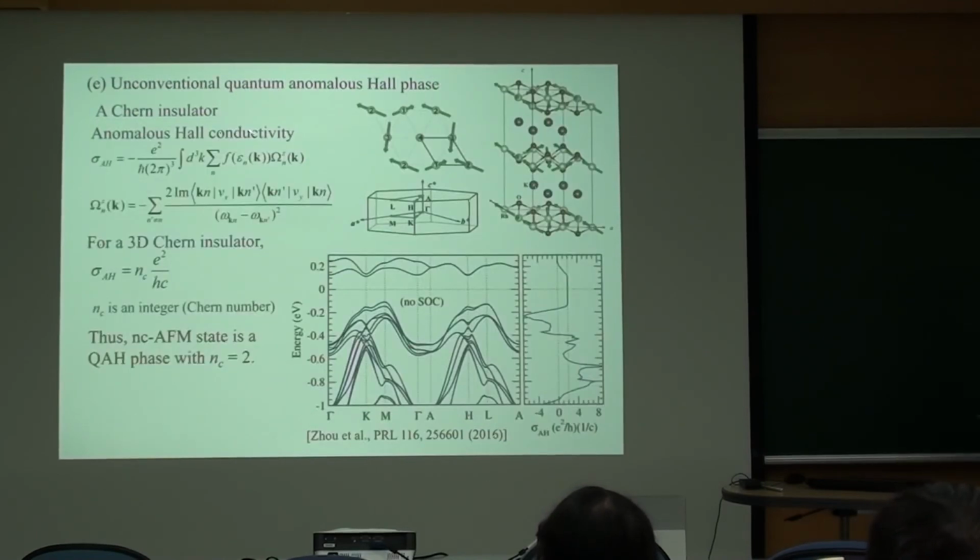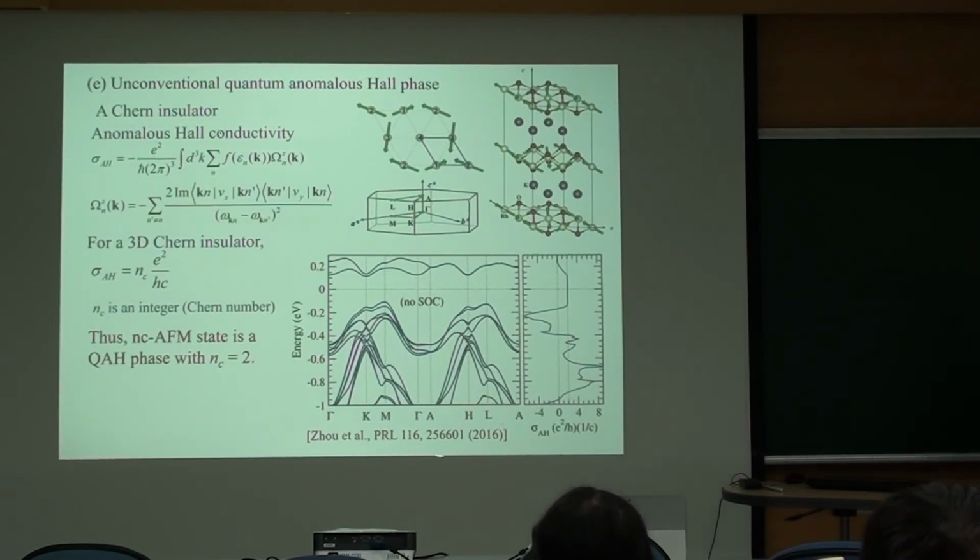Now we again perform this anomalous Hall conductivity calculation. We were delighted to find that the conductivity is not zero but quantized to 2. Okay, Chern number equal to 2. Then this is a Chern insulator, and this is the so-called quantum anomalous Hall phase. But why is this so special?